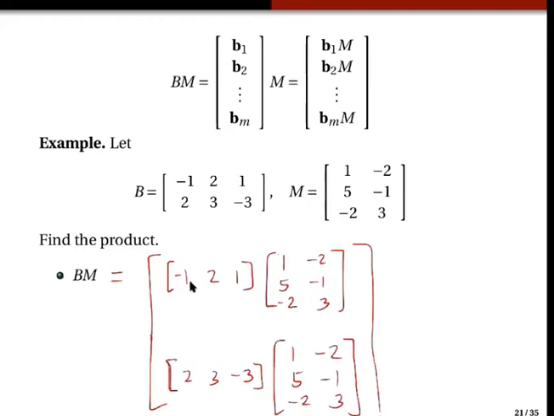Then again, it looks much easier because you are only multiplying a single row to this guy here. So this multiplied to this will be on the first column. This multiplied to this will be on the second column. And then in here, the second row of B multiplied to this will be on the first column. This multiplied to this will be on the second column. And then you should get the same answer as before if you do the multiplication. Okay?